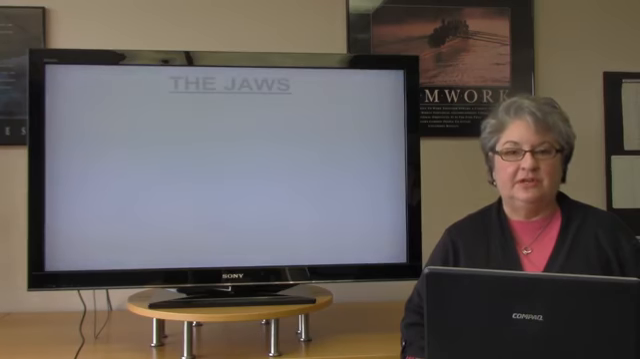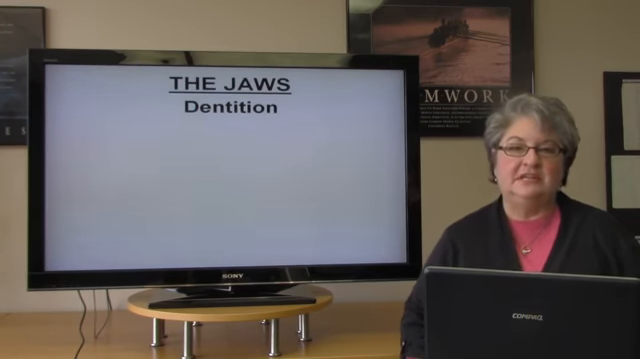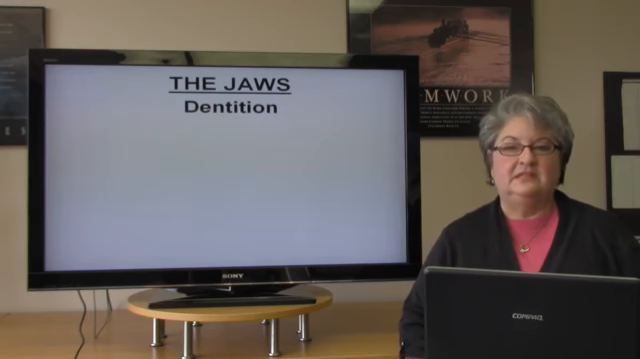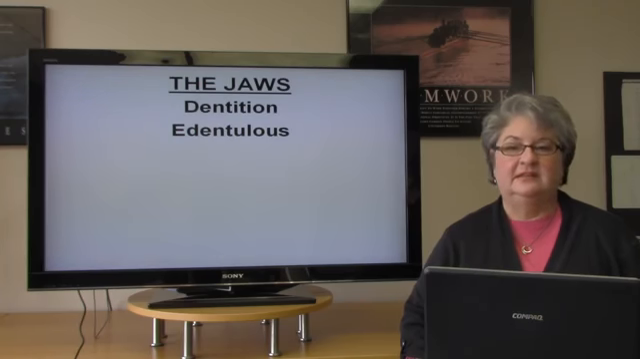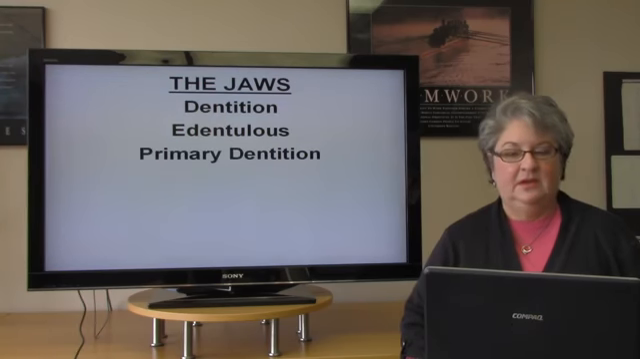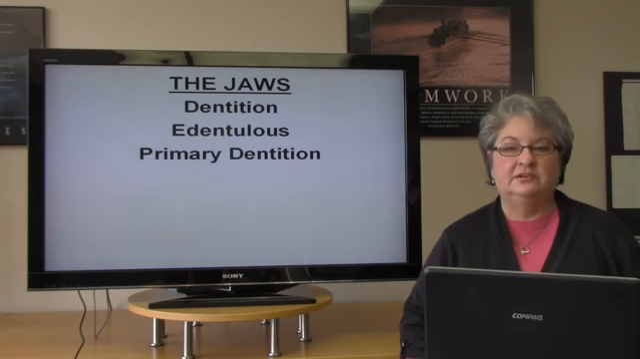Let's get started with the jaws. The term dentition means the natural teeth in the jaw. The term edentulous means all missing teeth in the jaw. Primary dentition is otherwise known as the baby teeth or deciduous teeth.